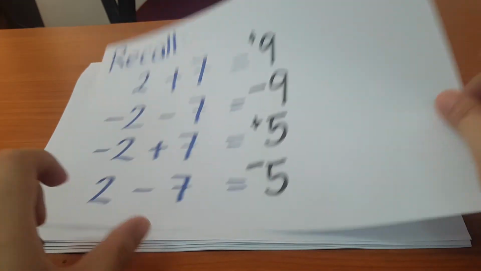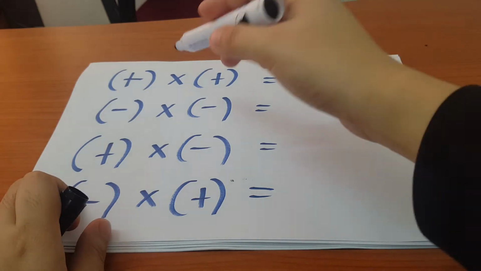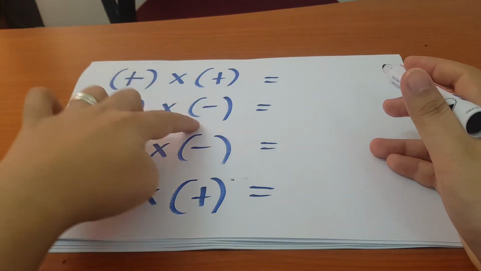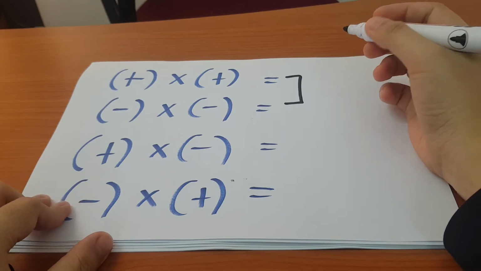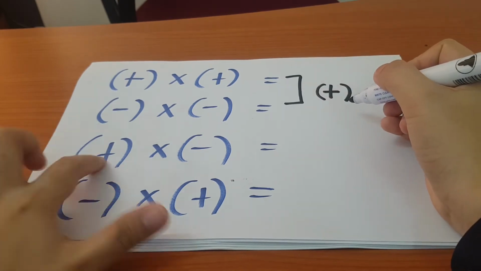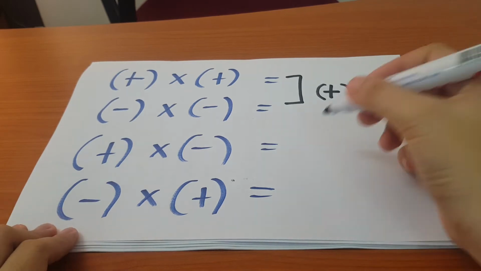Right. Now, another one, you need to remember as well the rules for multiplying signed numbers. Remember, if it's positive and positive, same signs, or negative and negative, the result of multiplying two positives or two negatives is positive. Now, if opposite signs, positive, negative, or negative, positive, the answer will be negative.